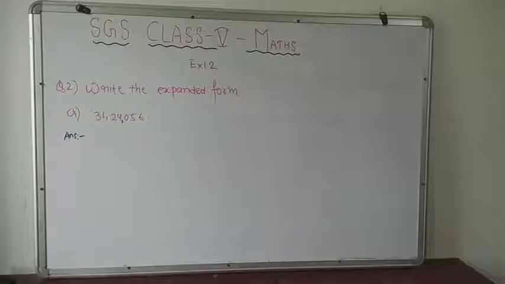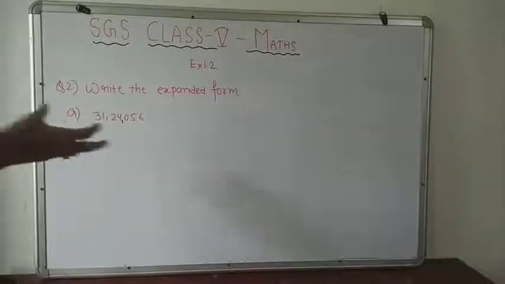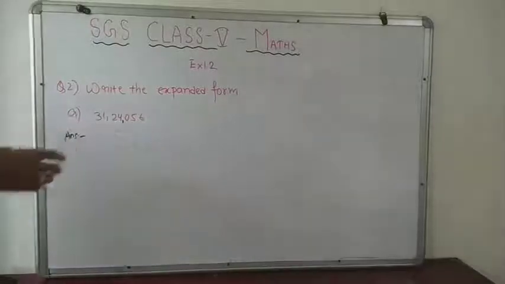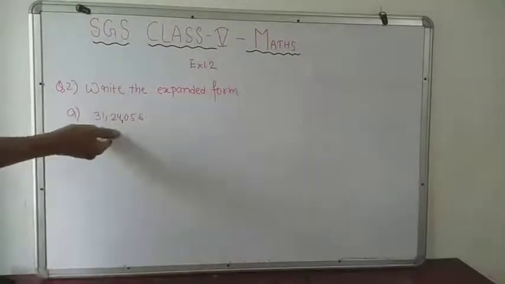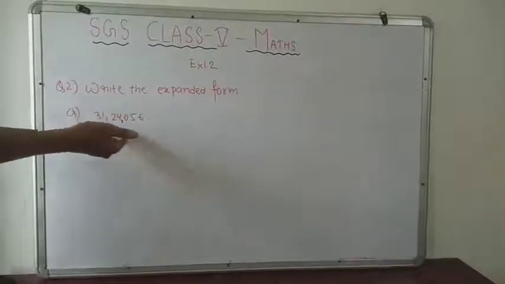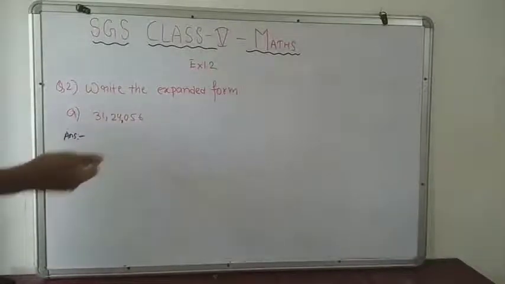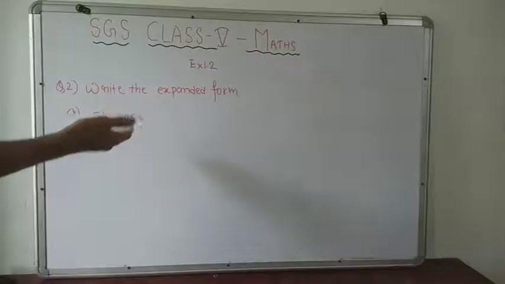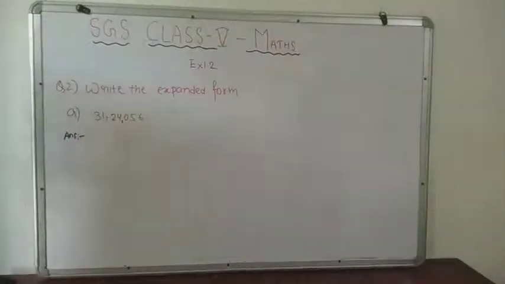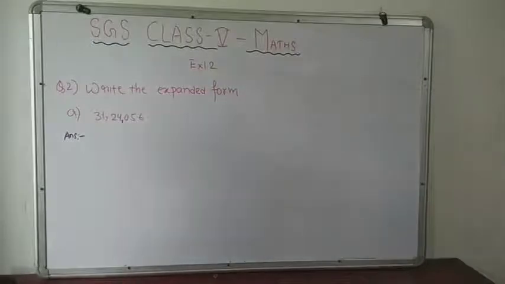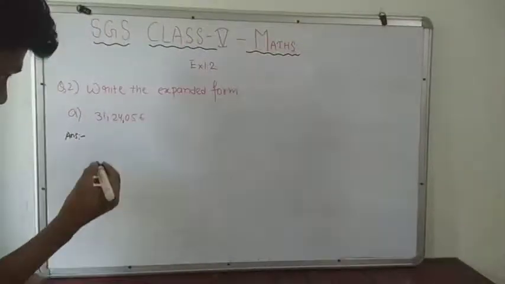The next question is: write the expanded form of the following number. It means you have to expand the following digits according to their place values. You can notice the number is already in appropriate form, that is, commas are already present. You just have to place the place value and multiply it with its digit. So let's see how we can solve it.